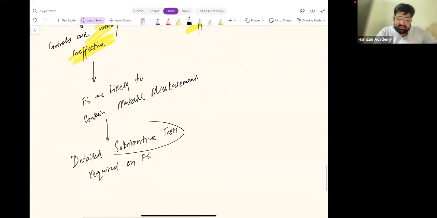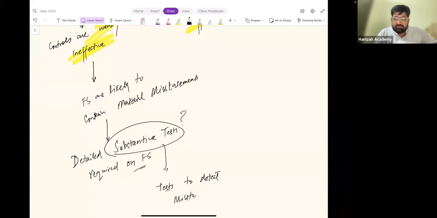So what are substantive tests? Friends, they are the tests to detect misstatements in financial statements. It's called substantive tests.